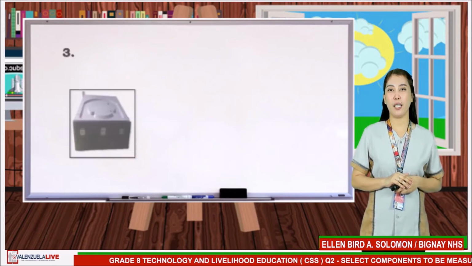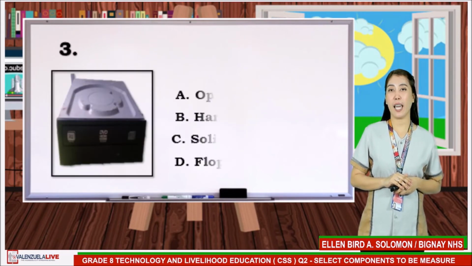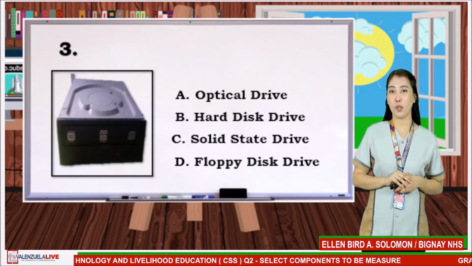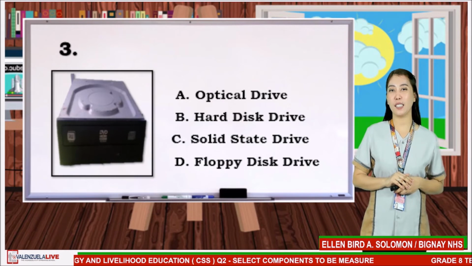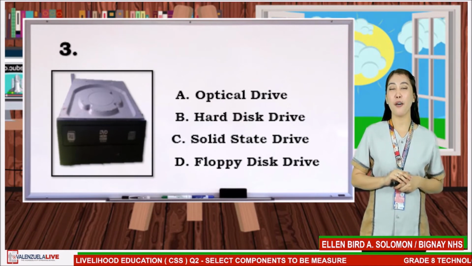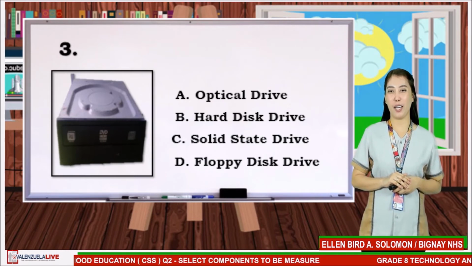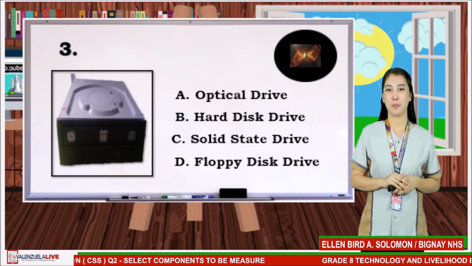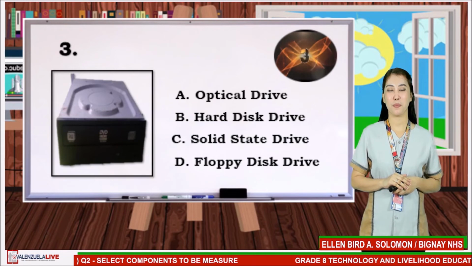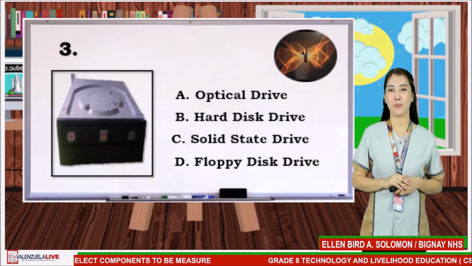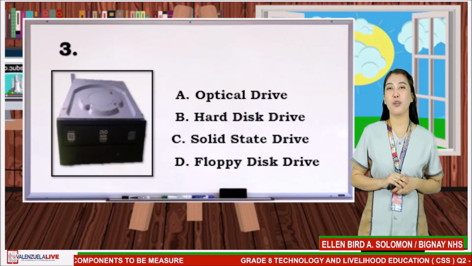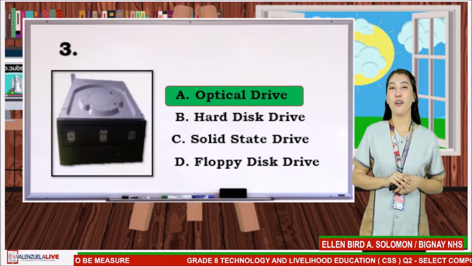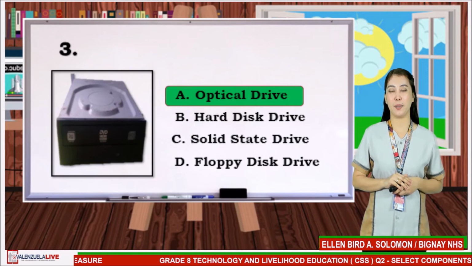For number 3, it is A, optical drive, B, hard disk drive, C, solid state drive, or letter D, floppy disk drive. Your timer starts now. If you answered letter A, optical drive, very good, learners.